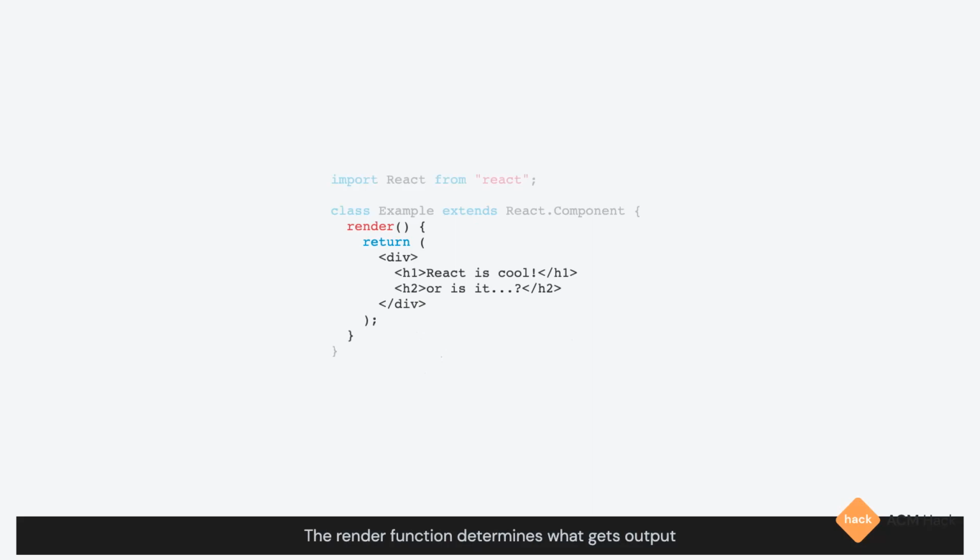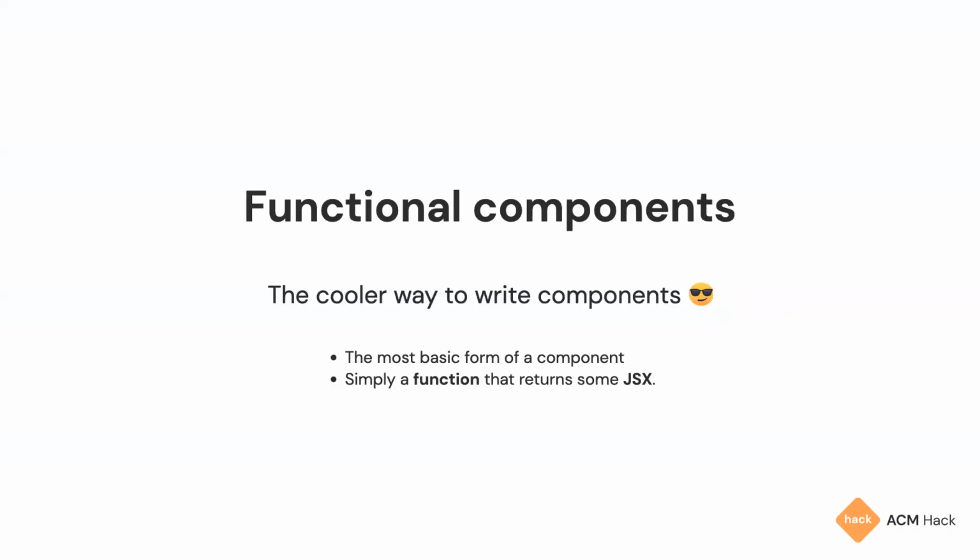So this render method here determines what gets output. It simply returns the actual HTML that you want to display, and it'll render it. Next up, we go into functional components. This is like going into why class components are bad. Functional components are essentially just much simpler. They require much less code, and you can actually take advantage of a lot of features of class components. They're the most basic form. They're simply a function that returns some JSX.